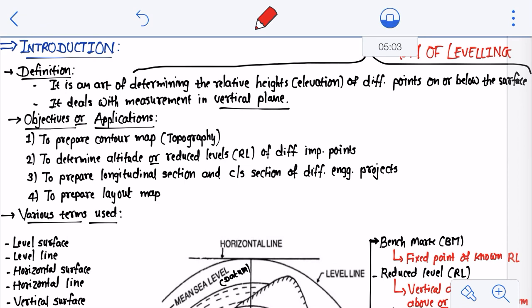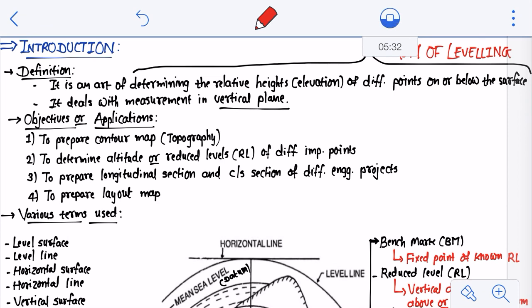So the first two branches, linear measurements and the angular measurements, are always working in the horizontal plane. But here the leveling is different from those two, and here the measurements are always taken or carried out in the vertical plane only. That is the important point you have to keep in your mind. So whatever discussion I'm going to have about different measurements or the readings, make sure it is in the vertical plane only and not the horizontal plane, right?